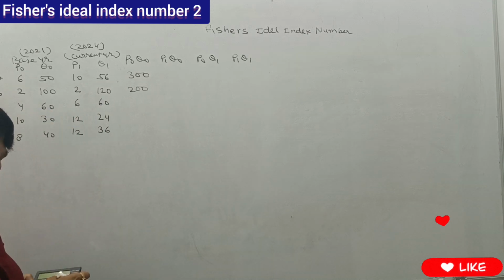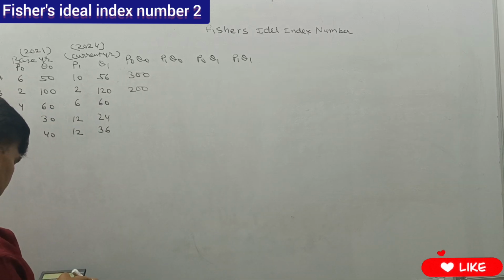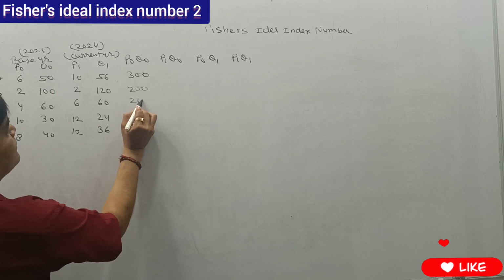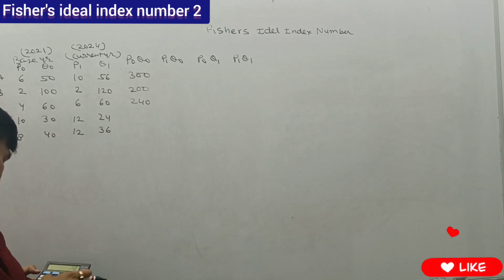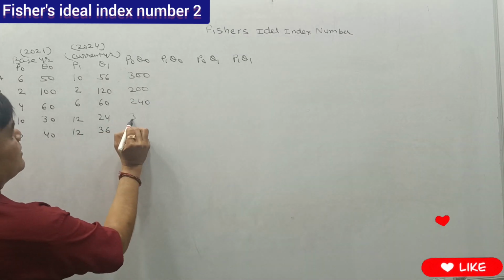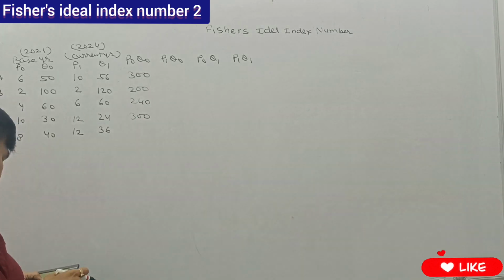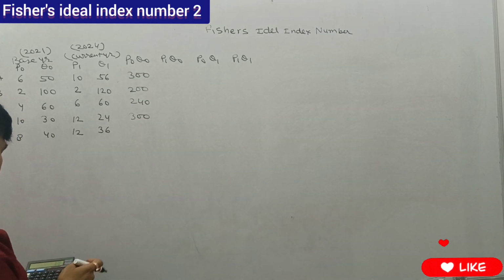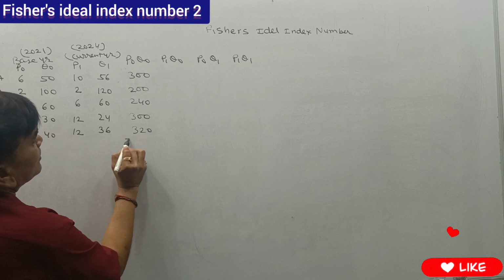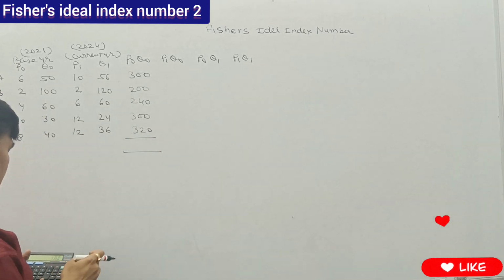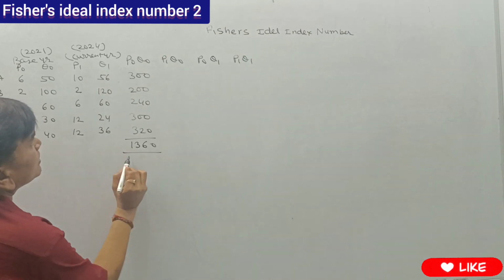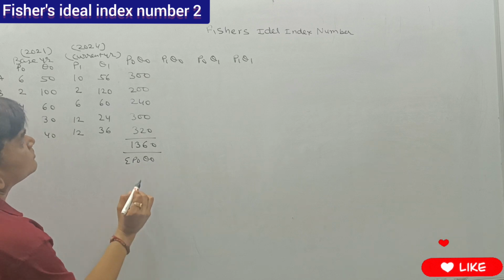4 multiplied by 60, that is 240. 10 multiplied by this, that is 300. And last, 8 multiplied by 40, that is 320. So the addition of this is 1360, that is sigma P0 Q0.